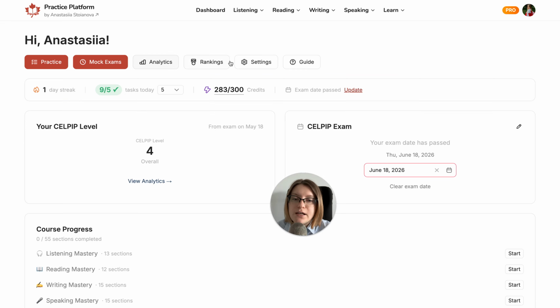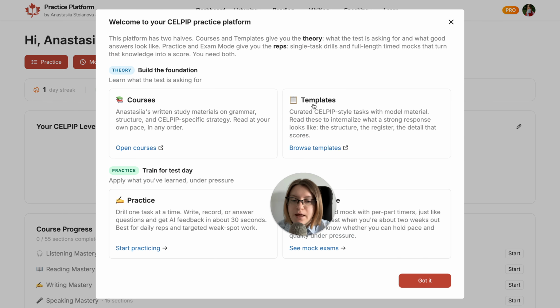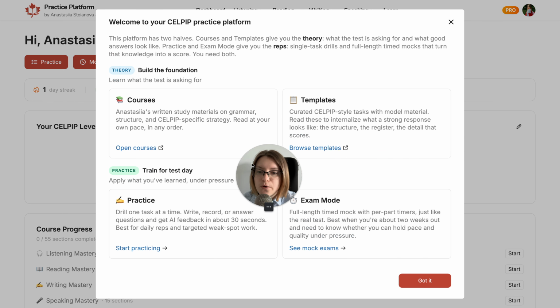So we have analytics, and what's importantly, we have guide, and this guide tells you where to go on the platform. We have courses with theory, with all the strategies you need. For writing and speaking, you have templates, and you can practice in 2 modes, practice mode and exam mode. Exam mode just with full time length mock exams, if you just sit down and train your concentration as well as timing for every part of the test.